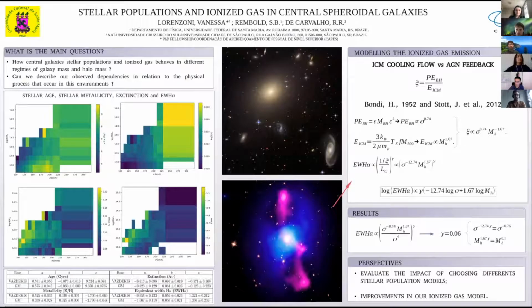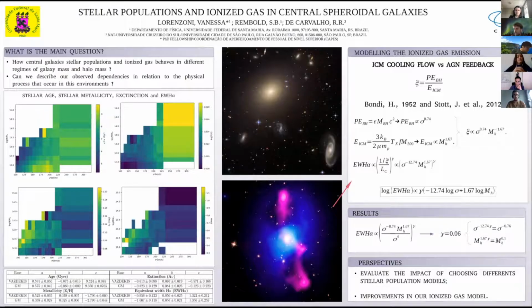Okay, hi everyone. In this work, we investigate the stellar populations and the ionized gas of a sample of central spheroidal galaxies extracted from the SPIDER catalog in order to better constrain their star formation history and gas excitation mechanism. And we separate these galaxies in different regimes of halo and galaxy mass, and to characterize their stellar population properties, we use the stellar population synthesis method with the STARLIGHT code, and the presence of ionized gas is identified by H-alpha emission lines.